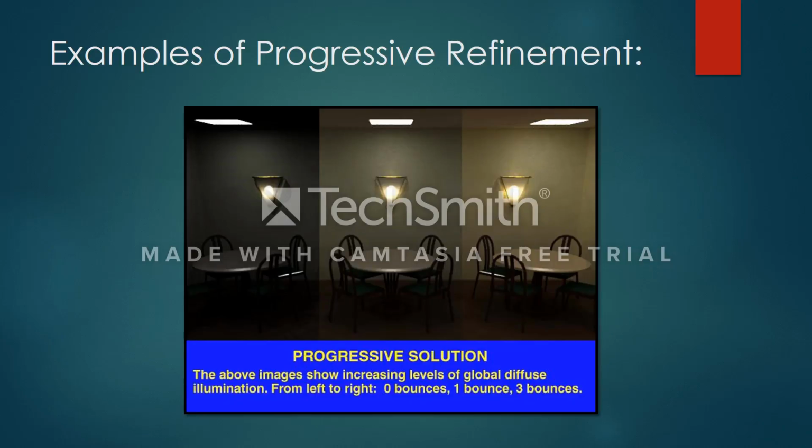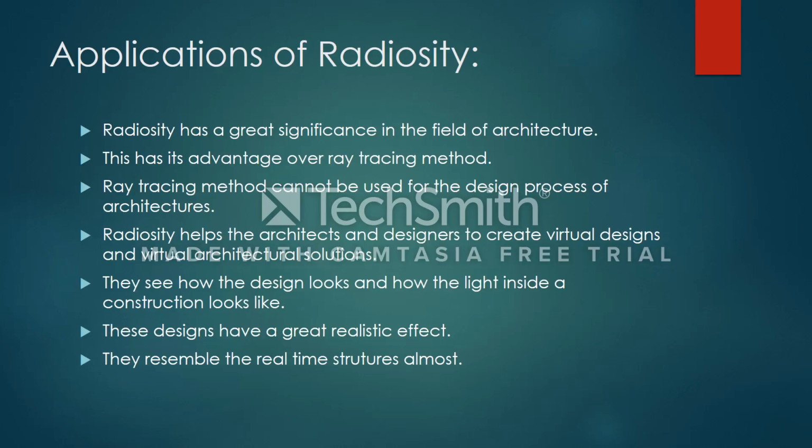You can see three different levels of refinement. At first it's very dark, and then eventually the light is reflected from different surfaces, and then you can see a well lit room. So this happens after 3 passes as mentioned there. Let us see the applications of Radiosity now. What are the applications of Radiosity?